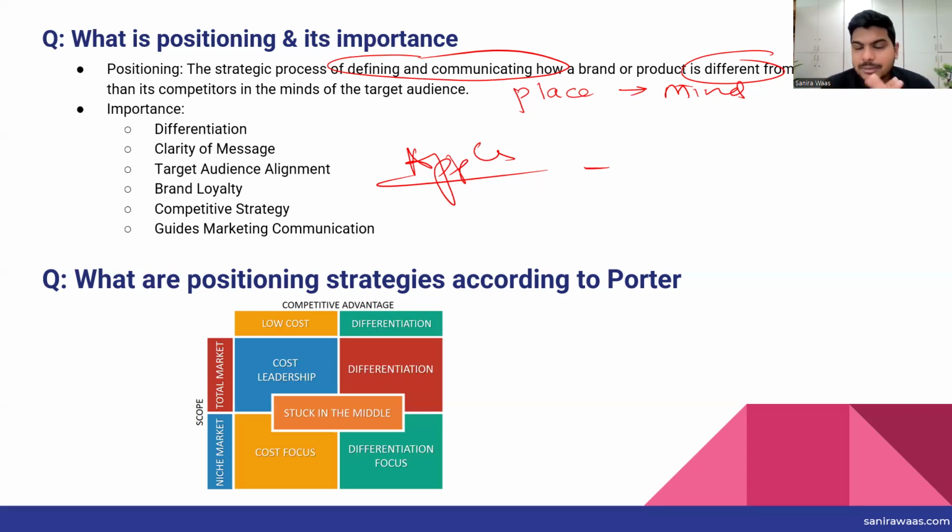So what are the positioning strategies according to Porter? Porter's generic strategies. Porter said you have ways to derive a strategy. You can use two angles to differentiate or to gain an advantage over your competition. What he said is that you can play around with a low cost angle or with a differentiated angle.